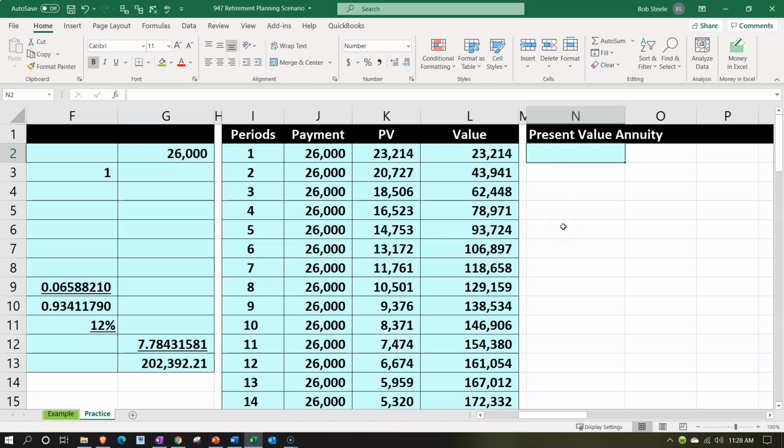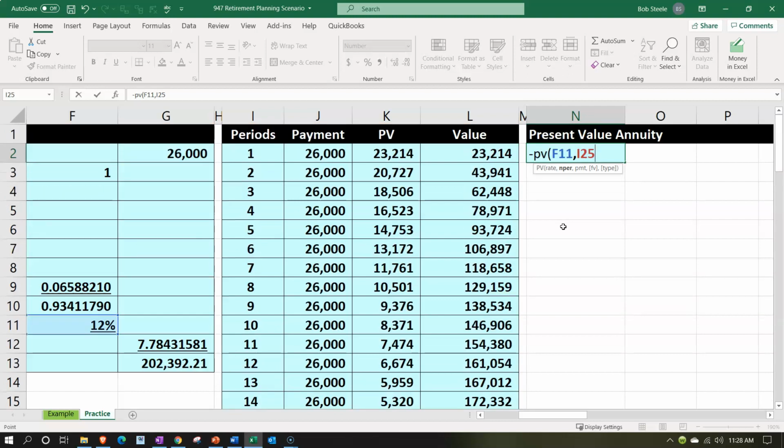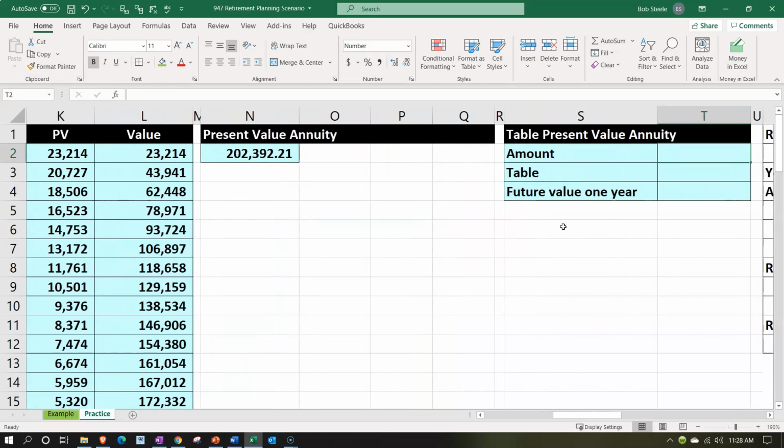So let's do this one. I'm going to say negative instead of equal, so it'll make it a positive number when we're done with this thing. Present value, shift 9. We're picking up then the rate, which is going to be this 12% over here, comma. Number of periods is going to be the 24. Let's pick it up down here this time. 24 is going to be down here. And this one is an annuity, so comma. So we are going to pick up the payment rather than the future value because this is an annuity calculation at the 26,000. There, once again, 202,392.21. So we'll do this one more time before we go to the second half of the problem.